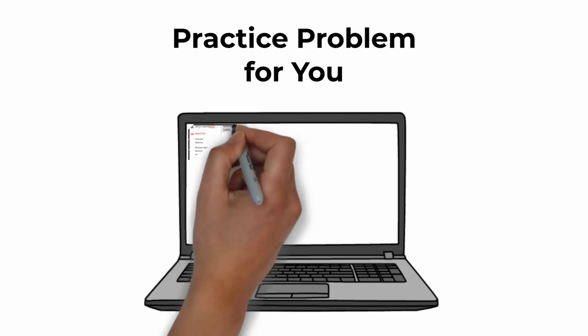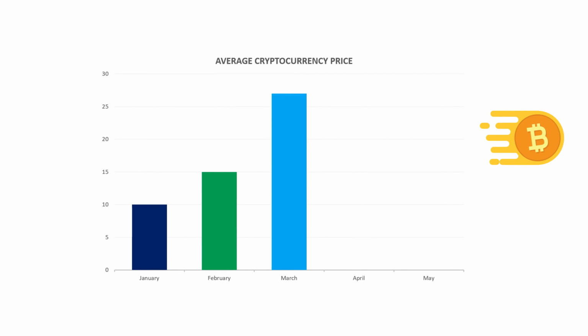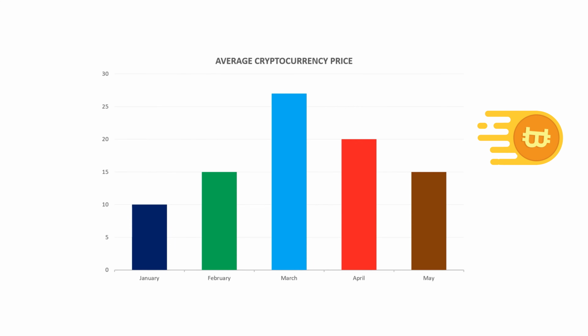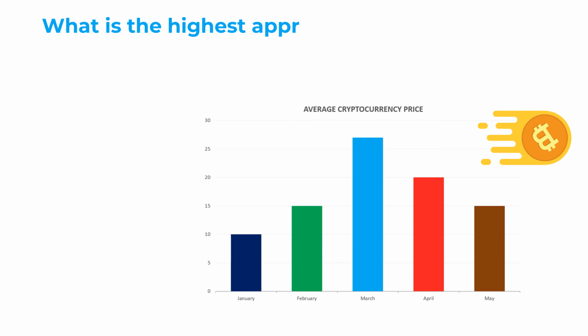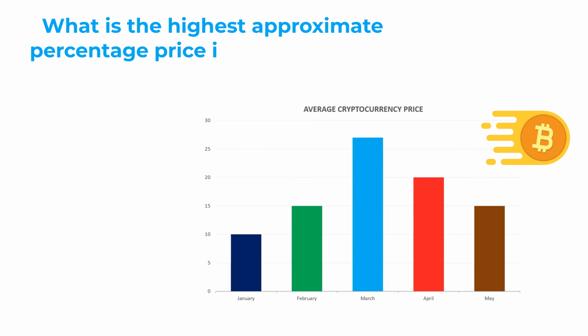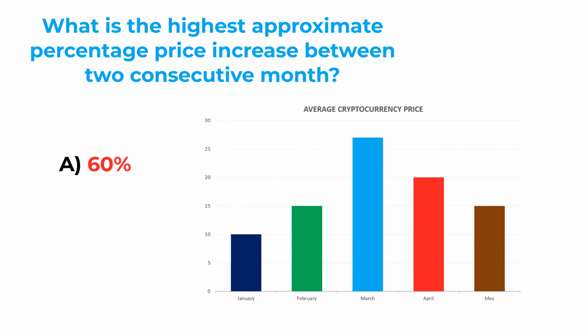And now, here's the practice problem for you. You're presented with the chart that shows average price of cryptocurrency. And this chart shows the average price for each month from January to May. You need to calculate what is the highest approximate percentage price increase between 2 consecutive months. And you're presented with 4 different choices. Choice A, 60%, choice B, 70%, choice C, 80%, and choice D, 90%.